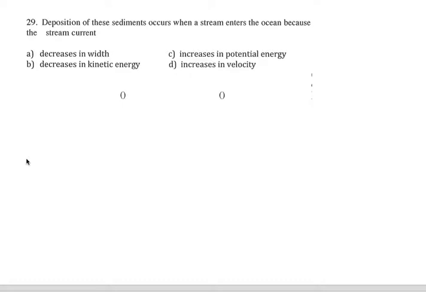29. Deposition of these sediments occurs when a stream enters the ocean because the stream current A, decreases in width, B, decreases in kinetic energy, C, increases in potential energy, D, increases in velocity.